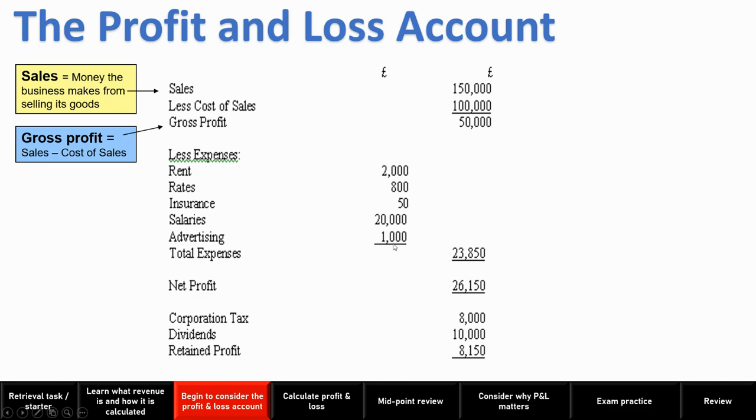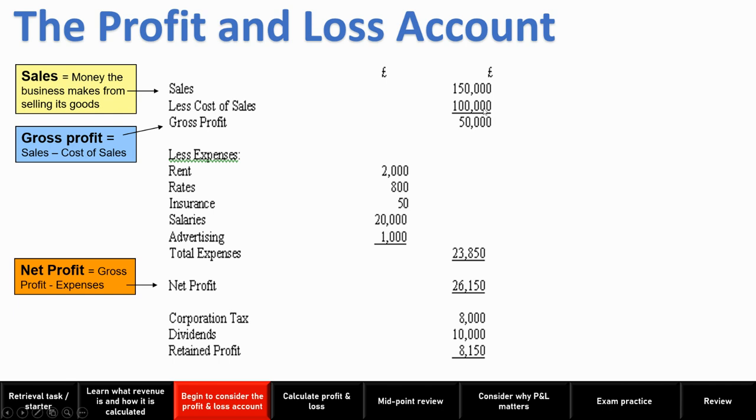And we call these costs expenses. So as you can see, we've got £23,850 worth of expenses, and that allows us now to work out our net profit. So £50,000 gross profit, take away £23,850 expenses, means that this business has a net profit of £26,150. And as you can see here, net profit is what you're left with after all of your costs, your cost of sales, which are your production costs, and all of your non-production costs are subtracted from your sales.